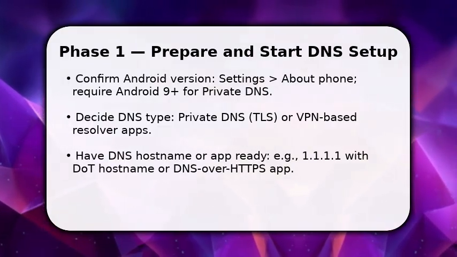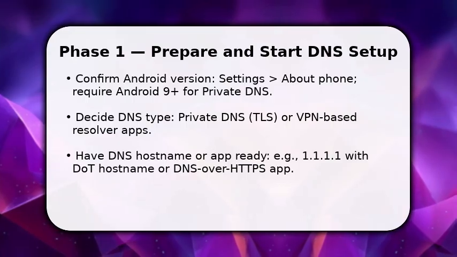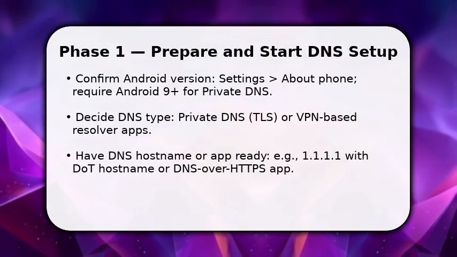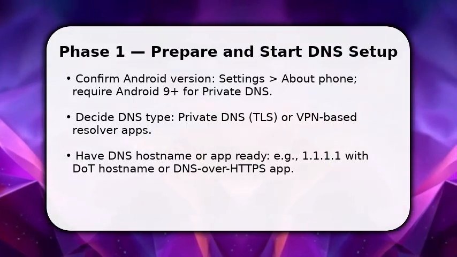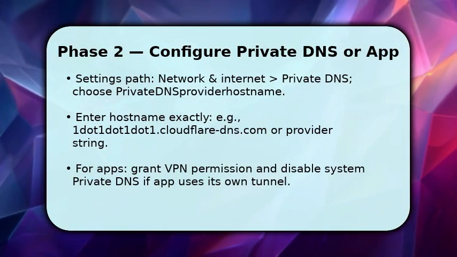Now move to Settings, Network and Internet. Don't pause. You'll enter private DNS details in the next step to secure lookups immediately. You now configure the core.